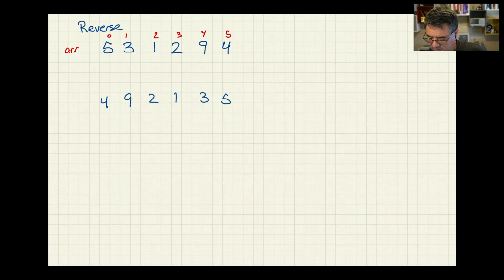So basically, I want to move element number 0 into 5, and I want to move 5 into 0. Basically, I want to swap those two. And then I want to swap 1 and 4, and I want to swap 2 and 3.